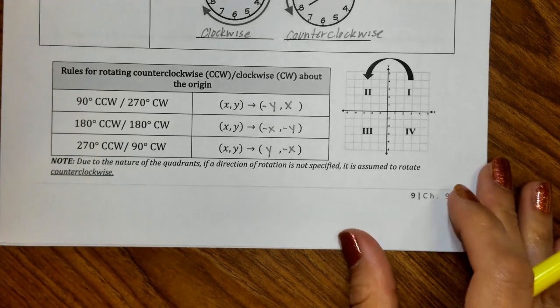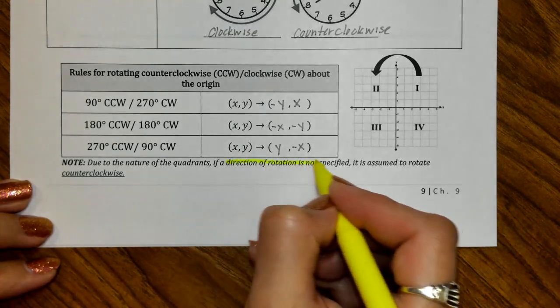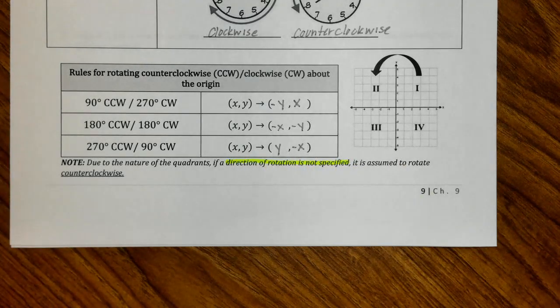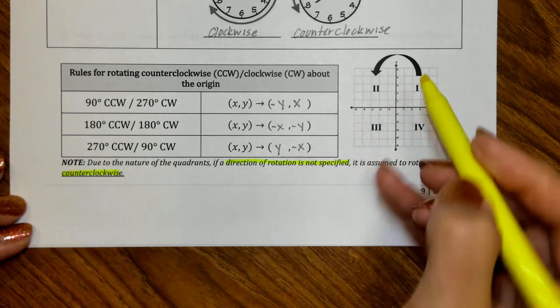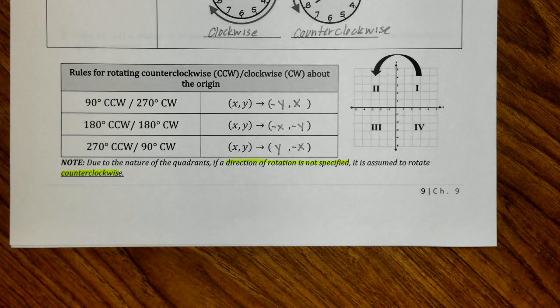Due to the nature of the quadrants, if the direction does not tell you clockwise or counterclockwise, you're going to go counterclockwise because that's the way the quadrants go, 1, 2, 3, 4. So if it just says 90 degrees, always go counterclockwise on that one.